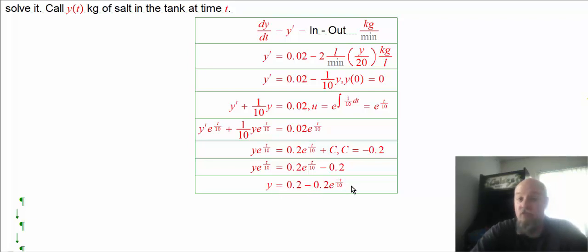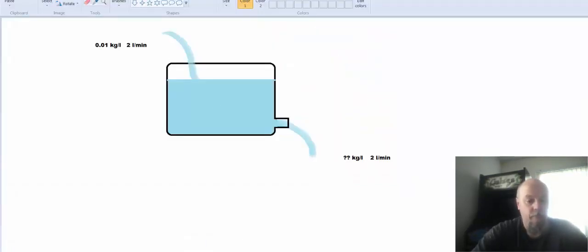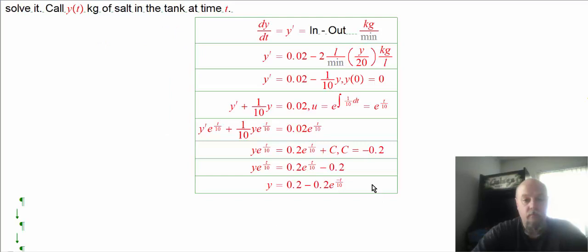And I do see, just like I expected, if I let t go to infinity, this piece goes to 0 and I end up with 0.2 kilograms, like we figured from the words. So there's our first tank question. The next one we're going to do, the volume will change. The inflow rate won't equal the outflow rate.